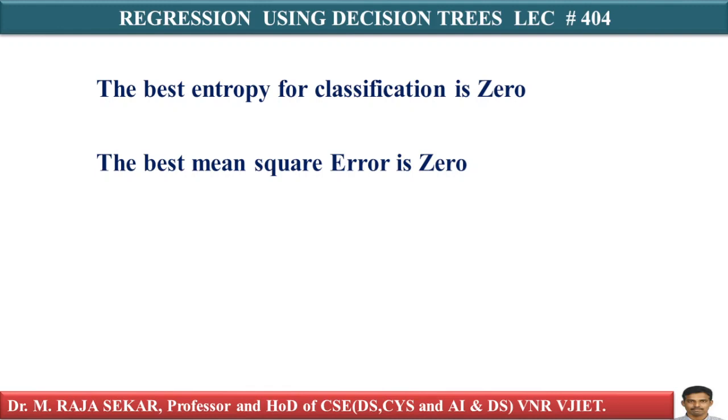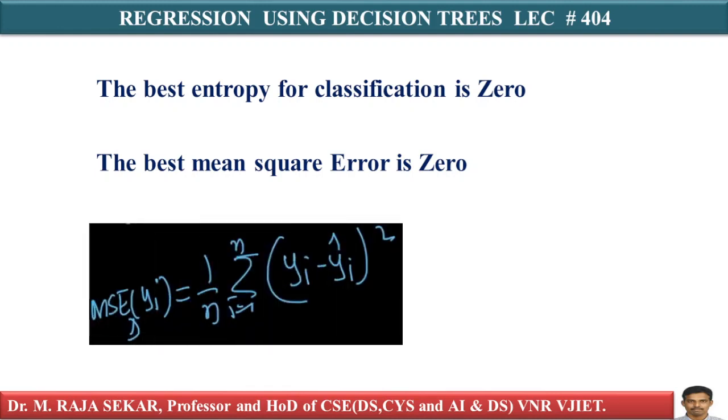What is the mean squared error? Given a bunch of points, what you have to calculate is 1 by n times the sum over i equal to 1 to n of (yi minus y dash) whole square. That is the mean squared error. This is your mean squared error of y given data set D.